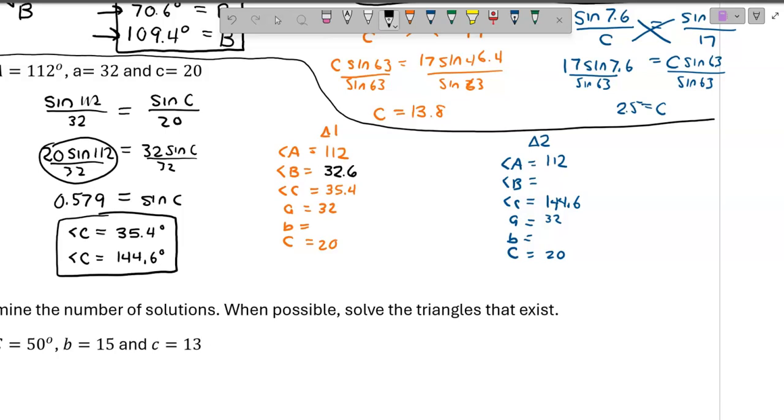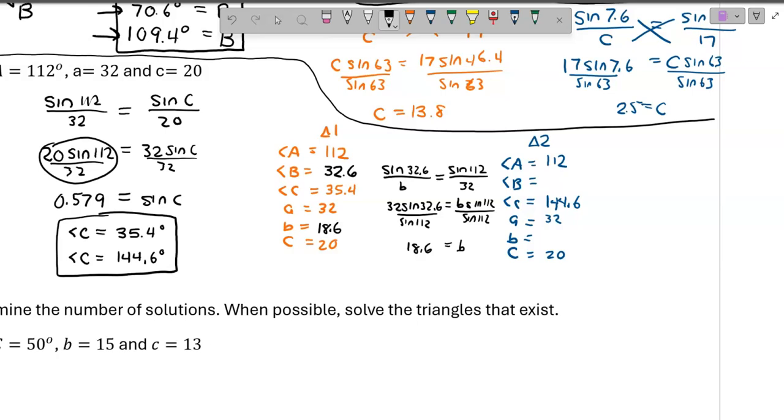is 32.6. So it looks to me that we can now set up a law of sines to solve for this. And so what does that look like? Well, it'll be sine of 32.6 over b equals sine of 112 over 32. And just as we've been doing with all of these, and you'll see that it really is a repetitive nature of solving, we cross multiply, we divide, and we see here that side b is going to be 18.6.